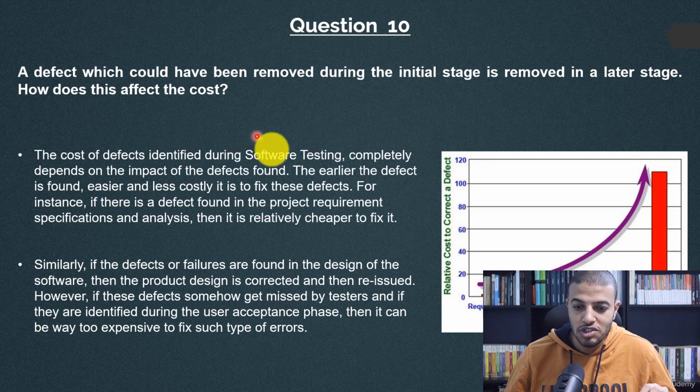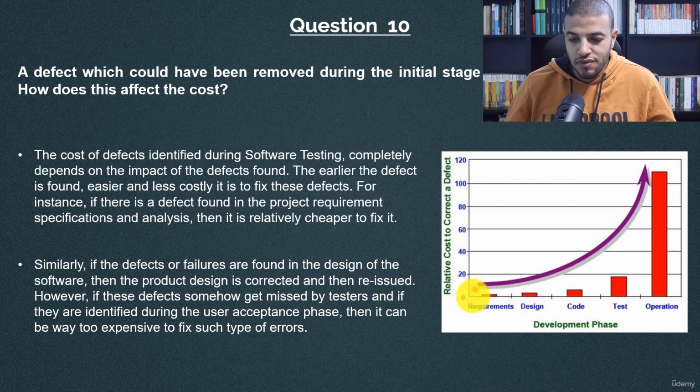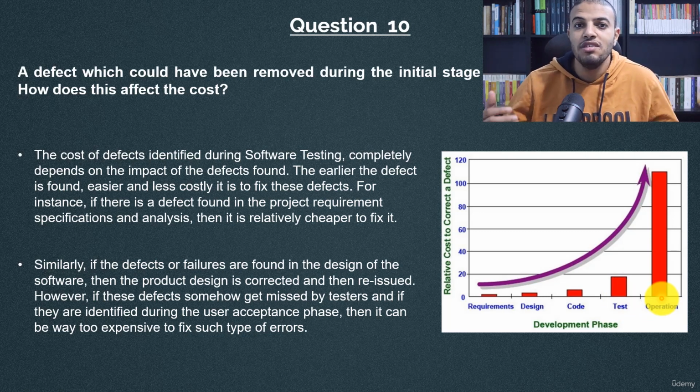We said in a previous question that the cost of defects depends on the impact of the defects found. The earlier the defect is found, the easier and less costly it is to fix these defects. So like we see in this graph, if we find a defect in requirements, this is not a big problem. If we find it in design, this is not a problem. If we find it in coding, it will not cost a lot, but if we find it in testing, it will cost a relative cost. But if we find it in operation, this means that the customer or the client found the defect after we delivered it to him. In this case, this is a very big problem.